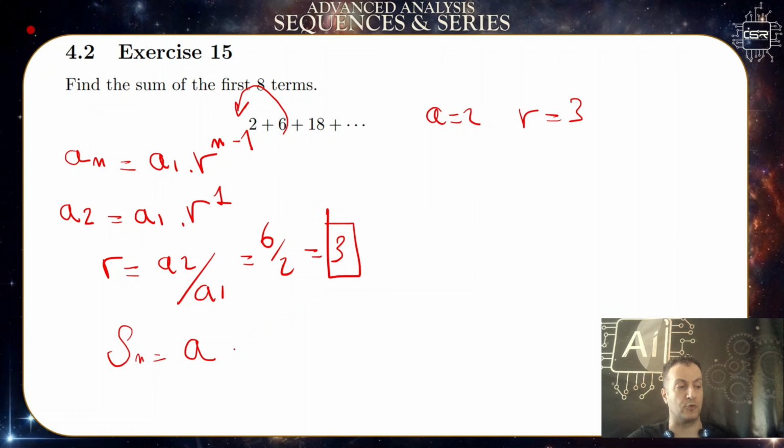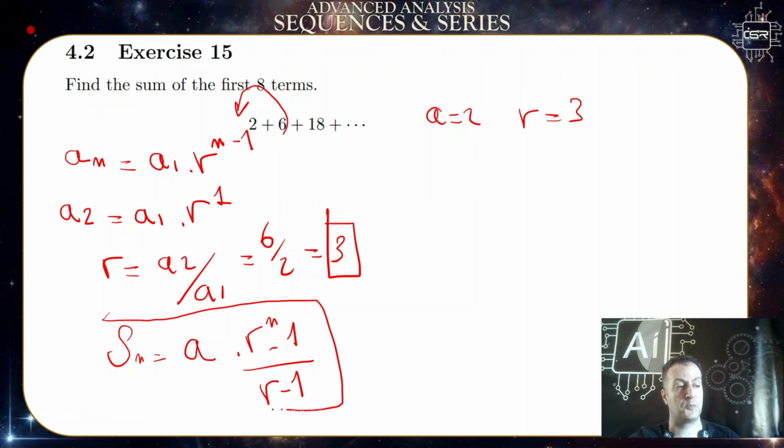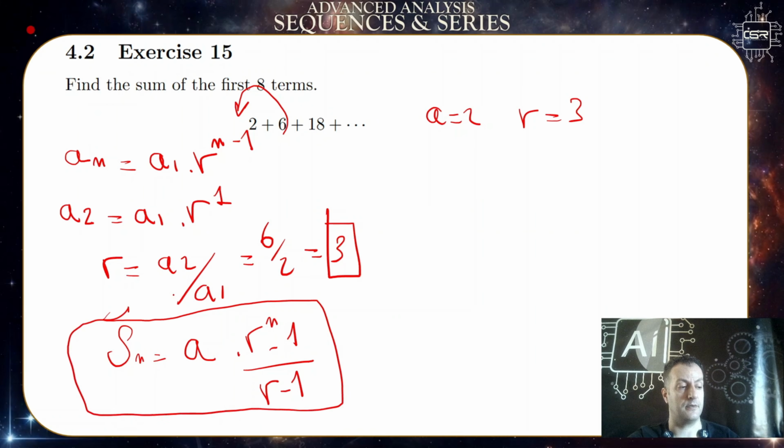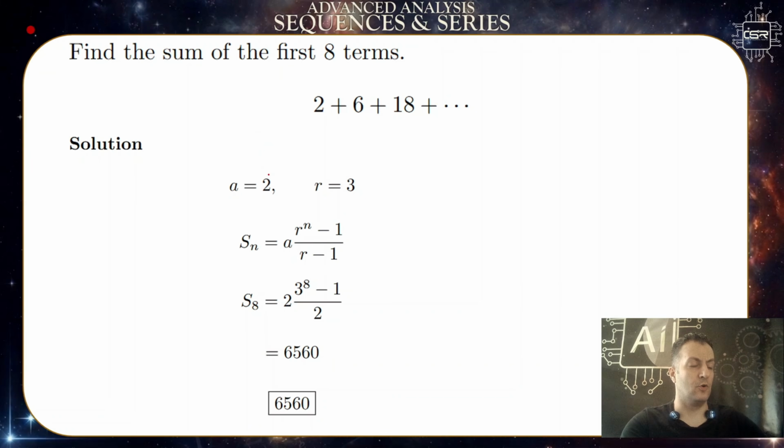So Sn is equal to a times r to the power of n minus 1, divided by r minus 1. This is how we get the sum up to the nth element in the sequence. So Sn is equal to a times r to the power of n minus 1 divided by r minus 1, where n is the nth term up to which we are evaluating the sum.